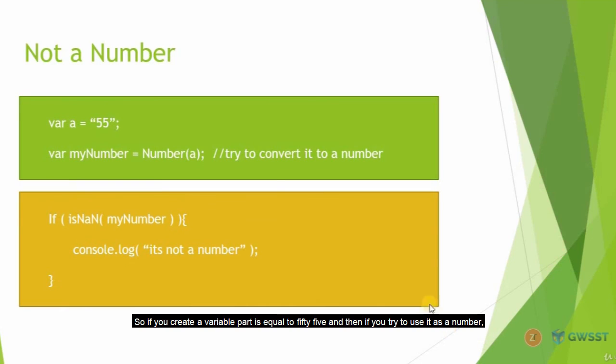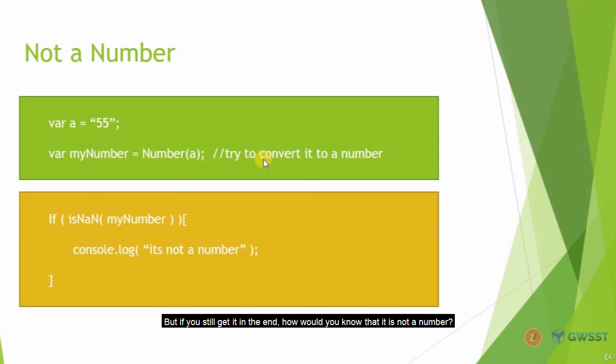So if you create a variable called a is equal to 55, and then if you try to use it as a number, you can't. In order to convert it to a number, you'll have to use a special function called Number. In my case, I've created a variable a is equal to 55, and in order to convert it to a number, I'm creating a new variable called myNumber, and assigning it to a pre-built function called Number, and inside that parameter I'm giving the a, which is a string. So it will try to convert it to a number. If it converts, you'll get a number. If not, you will still get a NaN.